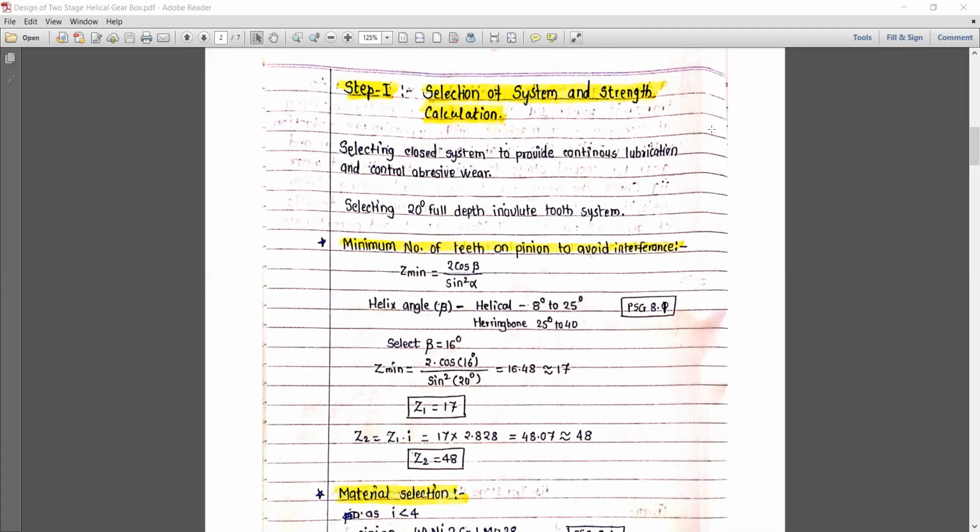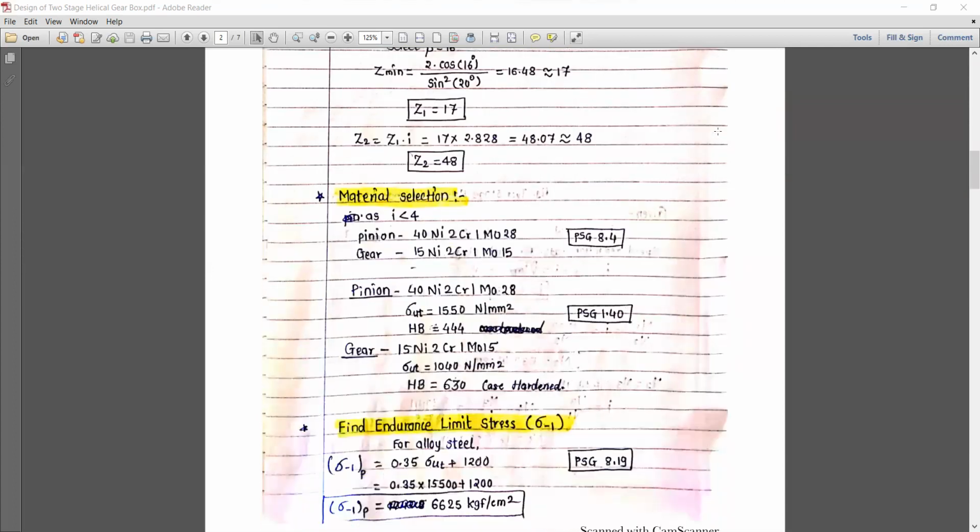Okay, it might vary. So the minimum number of teeth are 17. By using the transmission ratio you can calculate the number of teeth on the gear. So 17 multiplied by 2.828, what do we get? Approximately 48 teeth. Both values are not divisible by any common number, so we are not adding any hunting tooth in between.